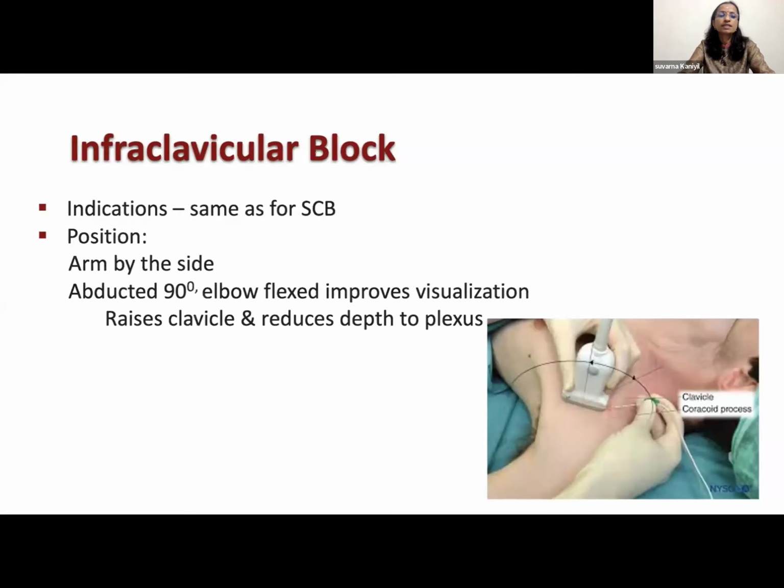So it is easy to place the arm by the side, but if possible, keep the arm abducted with the elbow flexed because it improves the visualization, because it raises the clavicle and reduces the depth to the plexus.